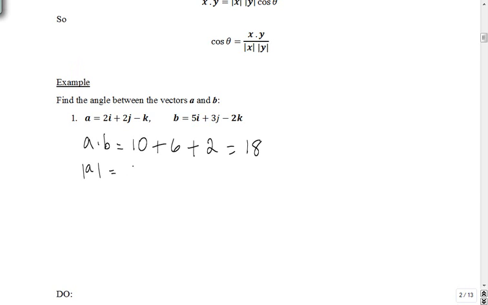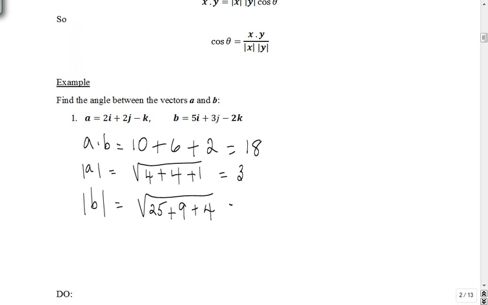The length of A is equal to the square root of 2 squared 4, 2 squared again plus 4, minus 1 squared is 1, square root of 9, and this is 3. The length of B is the square root of 25 plus 9 plus 4, which is equal to square root of 38. Good. And so using the formula, cosine theta is equal to 18 divided by 3 times square root 38, which is really 6 over square root 38.